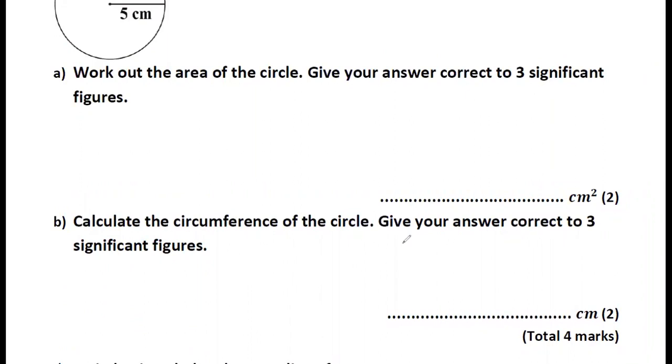Moving to part B of the question, it says, calculate the circumference of the circle. Give your answer correct to 3 significant figures. Right, so we know that to work out the circumference of the circle, we will use the formula pi d. And if the radius of this circle is 5, its diameter will be simply double that. So pi times 10, or simply 10 pi.